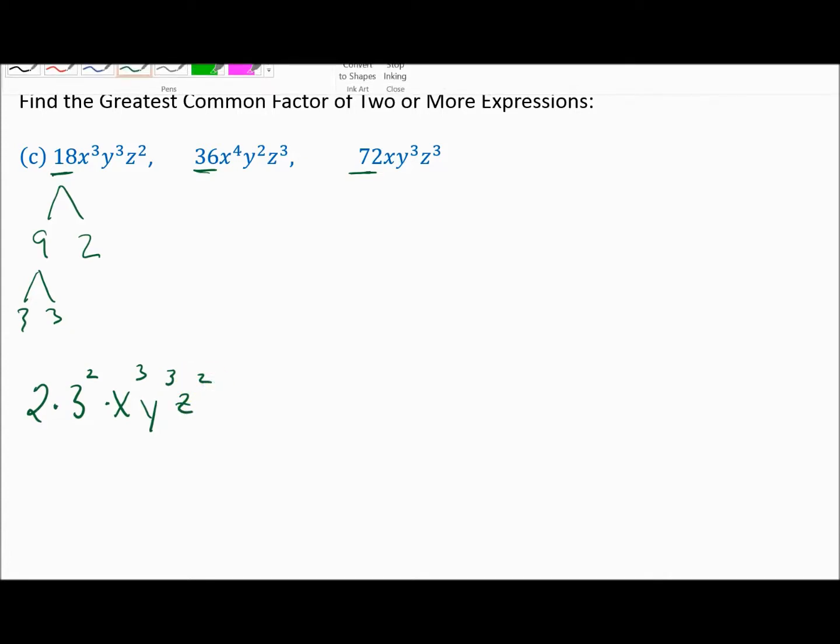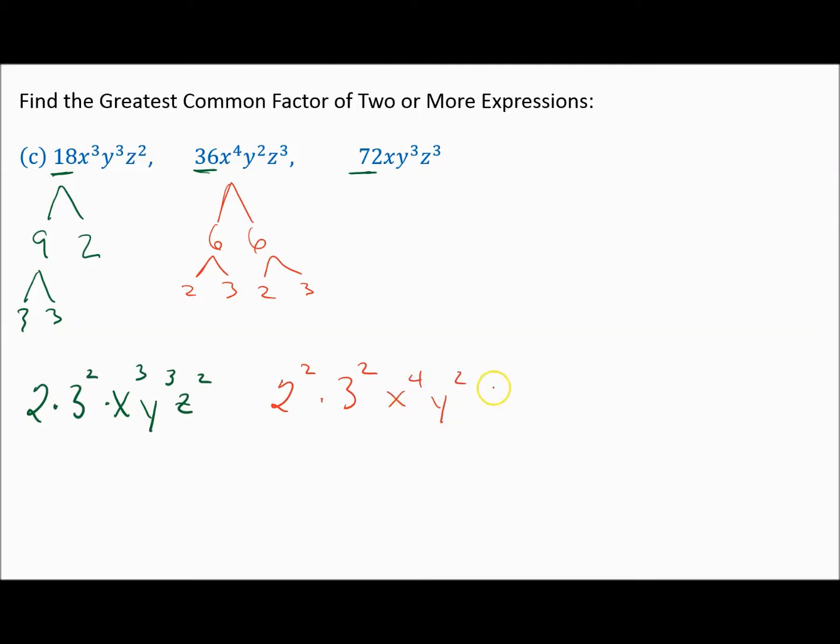All right, so in a different color, let's take a look at 36. So 36, I say, is 6 times 6. 6 is 2 times 3. That 6 is also 2 times 3. So it gives us 2 squared, because there's 2 of them, times 3 squared, because there's 2 of them, times x to the fourth, times y squared, times z to the third.